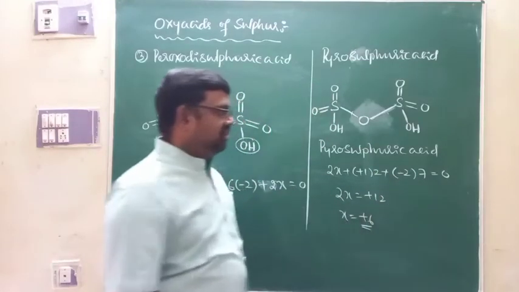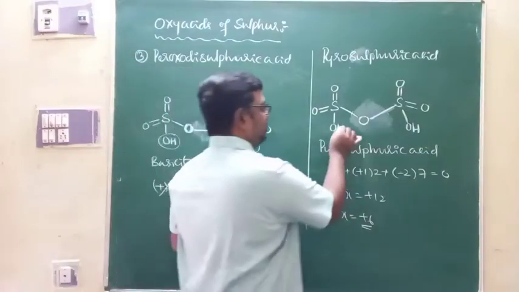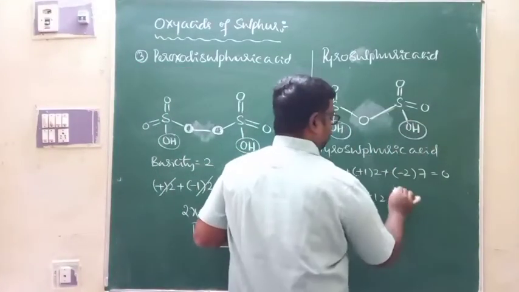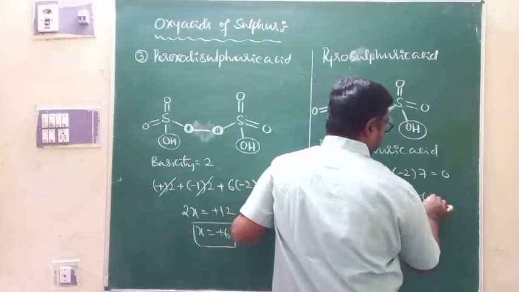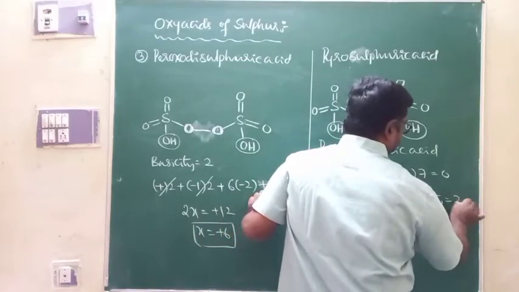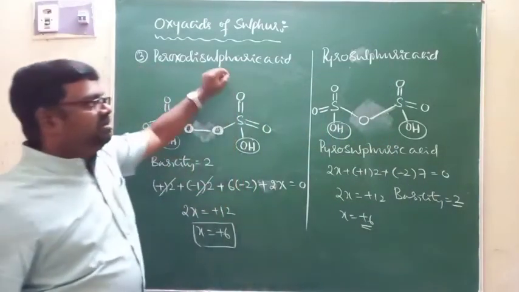Here also the oxidation number of sulfur is +6. Here also the basicity is 2 because of the OH groups there. Therefore, the basicity of the acid is 2. This is what we call pyrosulfuric acid.